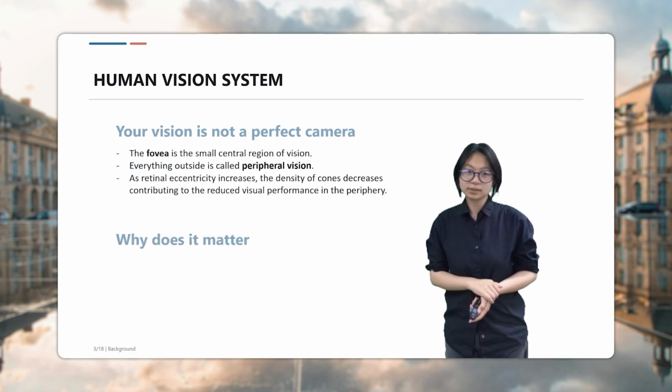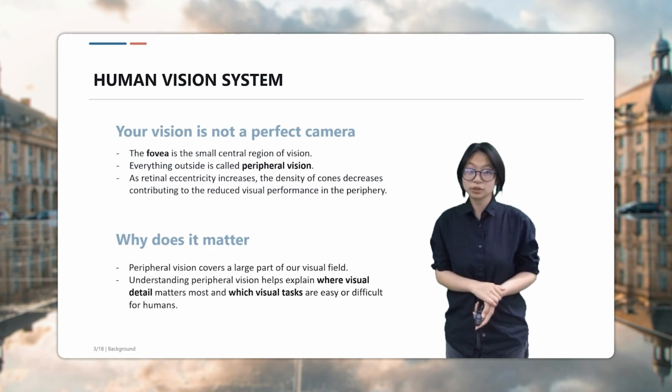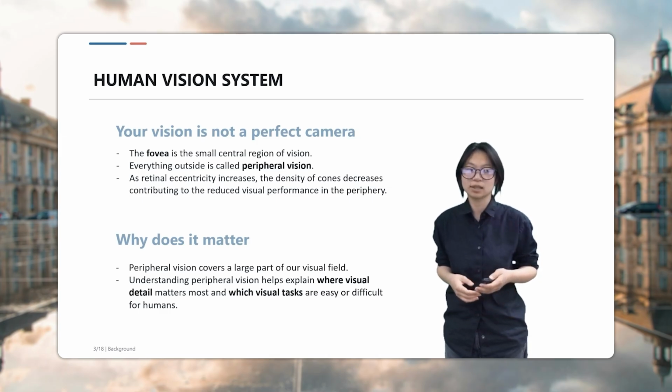It is important to understand peripheral vision because it covers a large portion of our visual field. It also helps us understand where visual detail matters and which visual tasks are easier or more difficult for us to perform.